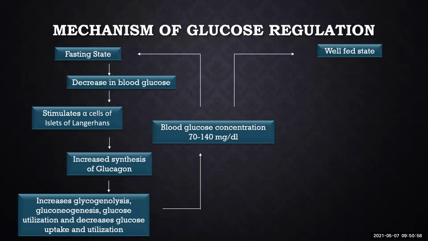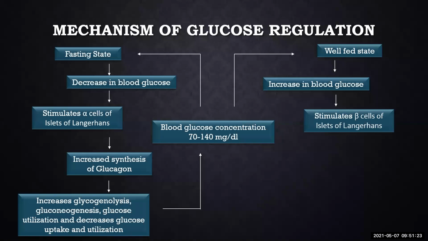when we are in a well-fed state, that means we had food. We had a nice heavy breakfast. So our blood glucose level is starting to increase. It is increasing to more than 140 milligram per dl of blood. This increase in blood glucose level, when it goes more than 140 milligram per dl, acts as a stimulant for beta cells of islets of Langerhans. Beta cells present in islets of Langerhans are responsible for production of a hypoglycemic hormone called insulin, which is responsible for decreasing blood glucose level.